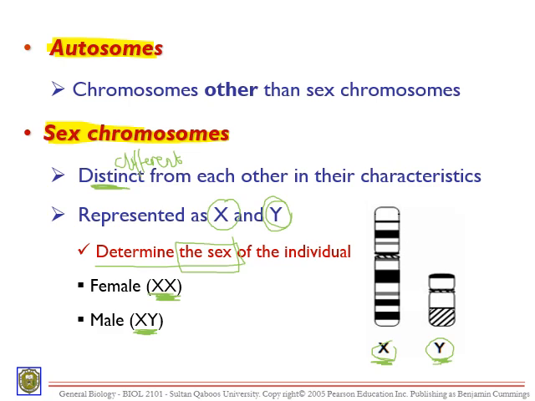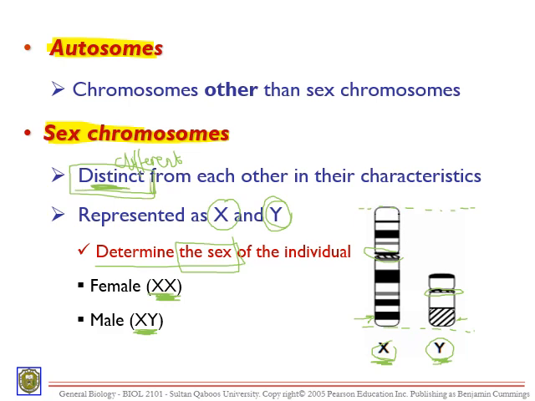Okay, now let's recall the definition of homologous chromosomes. They should have the same length. Do the X and the Y have the same length? No. Of course, the X is much longer than the Y chromosome. That's number one. Do they have the same centromere position? Of course not. Since their lengths are different, the centromere position will be different. Do they have the same staining pattern? Of course not. You can see the staining patterns are also different. So the X and Y chromosomes are distinct from each other.